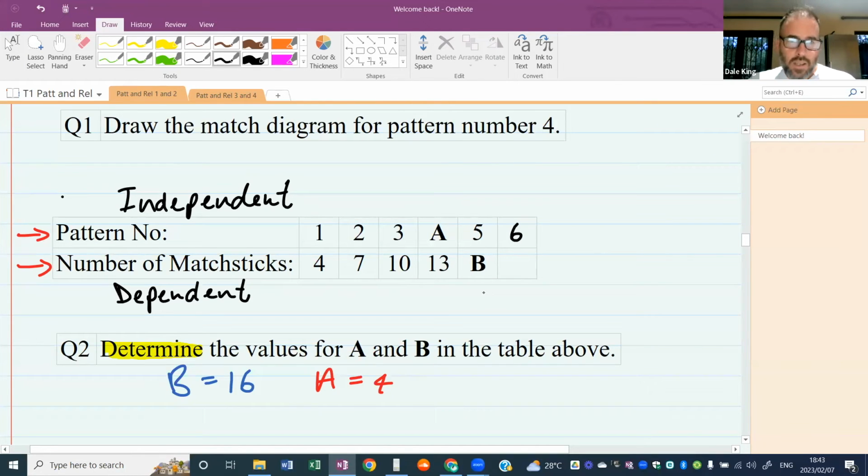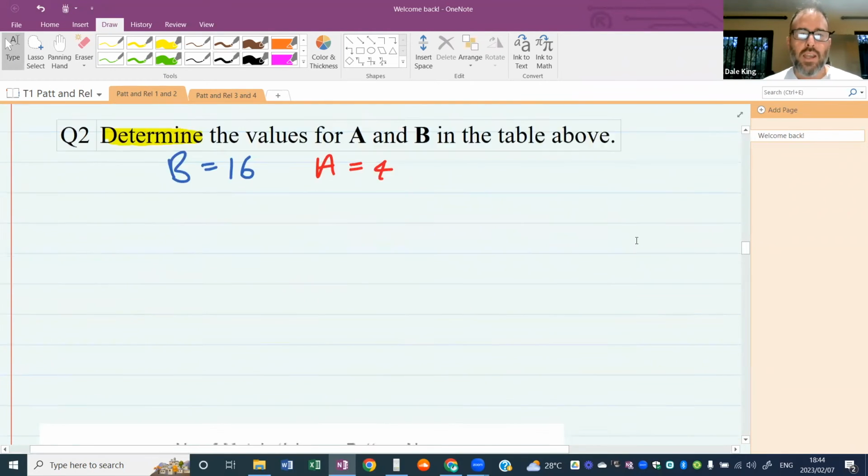A lot of you determined that you just need to increase pattern number 5 by 3. We got 16 for B. So 16 plus 3 means that pattern number 6 has a value of 19. Now, we can't determine this 19 value unless they tell us what the independent value, or the pattern number, is. So that's what it means to be independent. The pattern number is independent. It's going to grow on its own, and it's not determined by the matchsticks. It does its own thing. And the matchstick values can only be determined if you first give the pattern number. Okay, and I'm going to show this in an equation at the end.